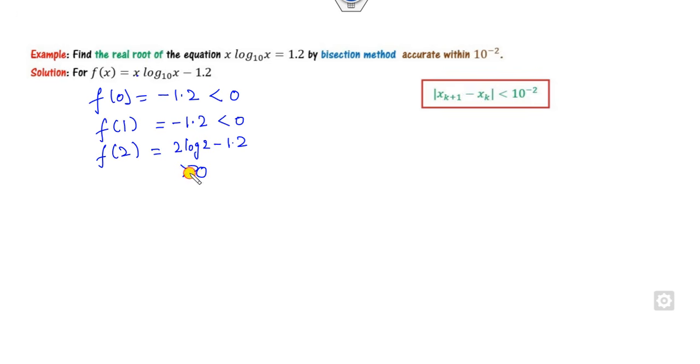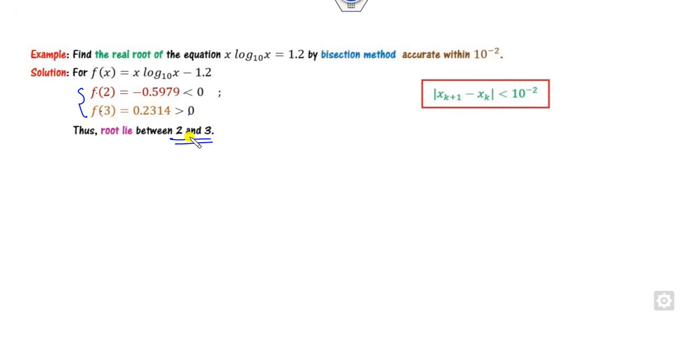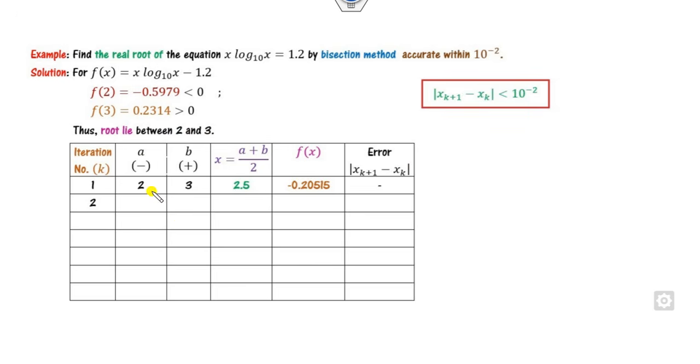Sorry, this number is less than 0. If you start with the log of 2 calculation base 10, the root lies between 2 and 3. We need accuracy of this. We can start with the table. First number is my 2, 3. 2 is my negative, so I can take it as negative, 3 as positive. Now it's negative. You can replace that 2.5 here. We can get this number.